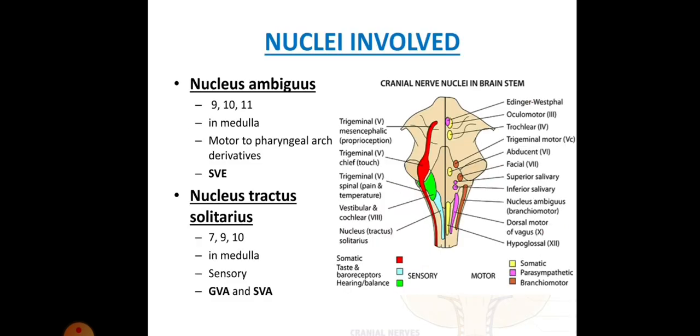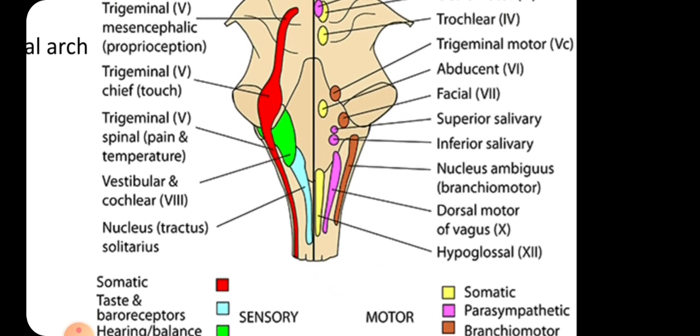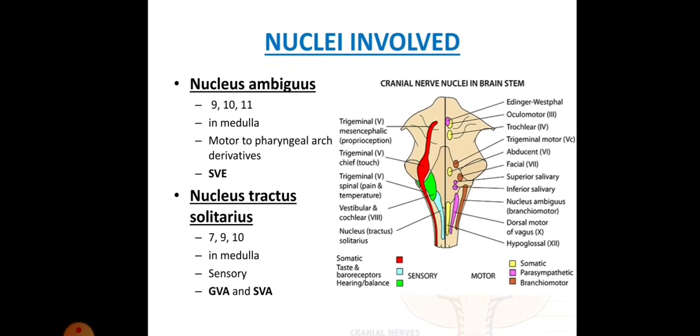So what are the nuclei involved or nuclei of the glossopharyngeal nerve? The first nucleus is nucleus ambiguus. It is a common nucleus for the 9th, 10th and 11th nerves. It is located in the medulla. You can see the brown colored shaded area, nucleus ambiguus. So it is purely motor, which supplies the muscles derived from the pharyngeal arch. So here what is the muscle supplied by the glossopharyngeal nerve? That is stylopharyngeus. So the functional component involved is special visceral afferent.